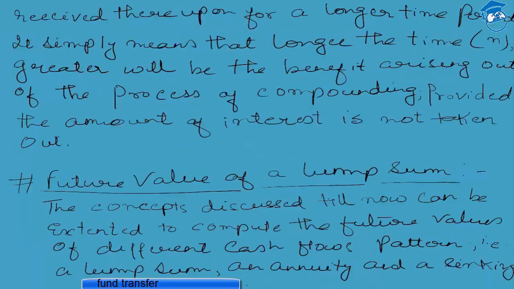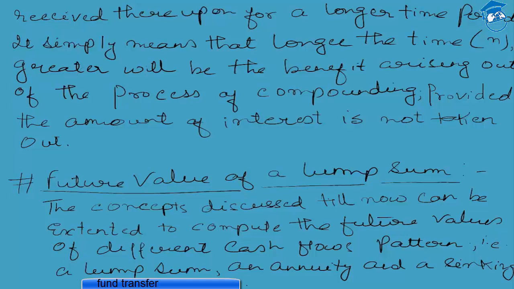So one thing is, the entire process becomes quite smooth, quite yielding, quite rewarding in nature. Only the condition is that whatever interest is being earned, the assumption is that whatever interest is being earned on the principal or even on the new principal, that interest should be left alone in the fund, or that interest should not be taken out. Because if that interest is taken out, it means what? That the firm or the individual is not having any more interest to be added back to the original principal.